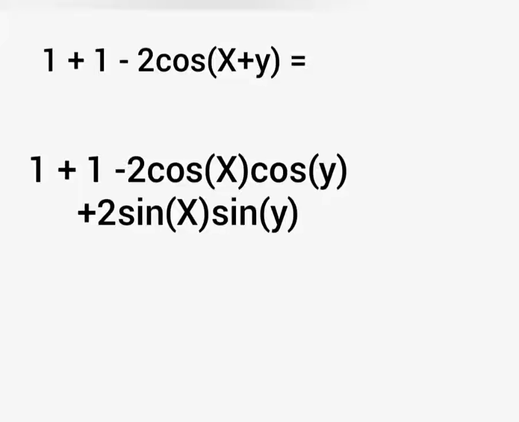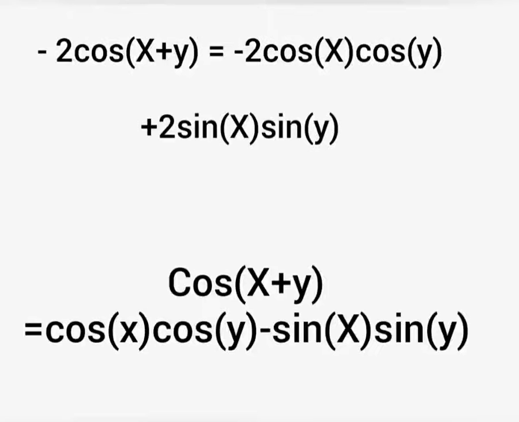1 plus 1 on the left hand side cancels with 1 plus 1 on right hand side, and we get minus 2 cos(x + y) is equal to minus 2 cos x cos y plus 2 sin x sin y. Dividing both sides by minus 2, we get cos(x + y) is equal to cos x cos y minus sin x sin y. That is our first result.